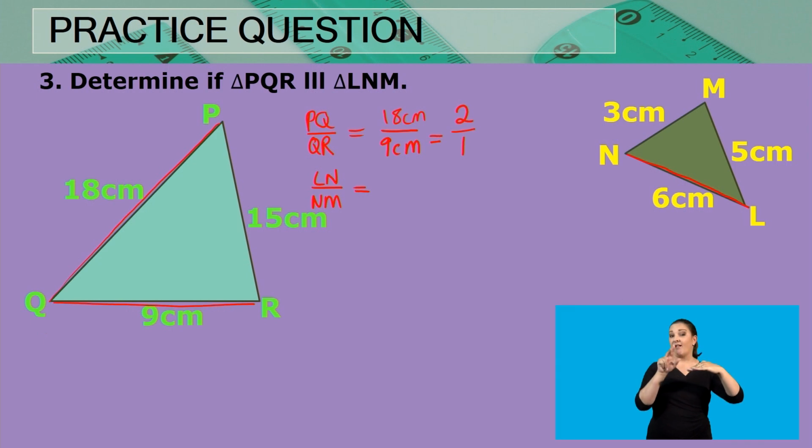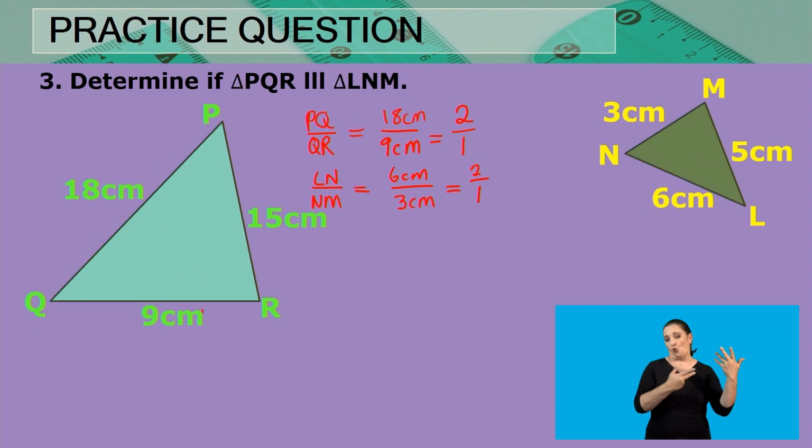So this would be NM. Now, what is the length of LN? This is 6 centimeters. And we are going to divide this by the length of NM, which is 3 centimeters. And now our final answer is going to be 2 divided by 1. And as you can see, the ratio of the corresponding sides are in proportion. Now, this could have been true for any two corresponding sides that we might have taken. So we can now test if that is true by taking another pair of sides.